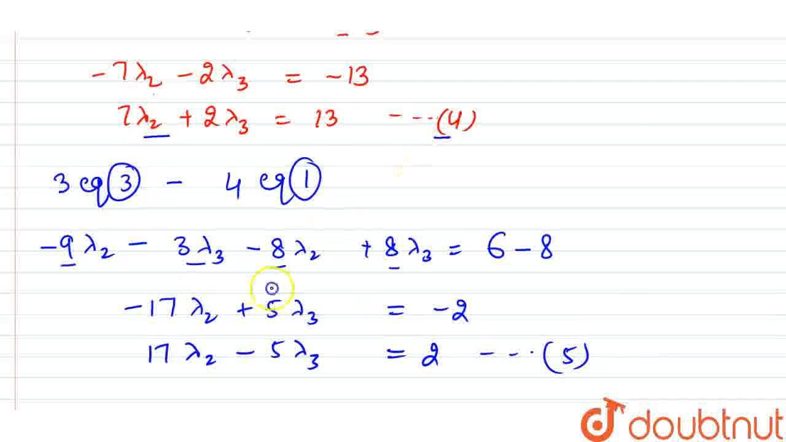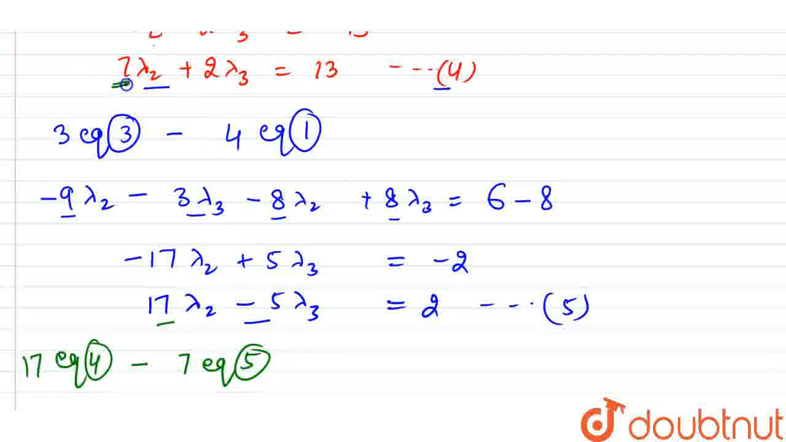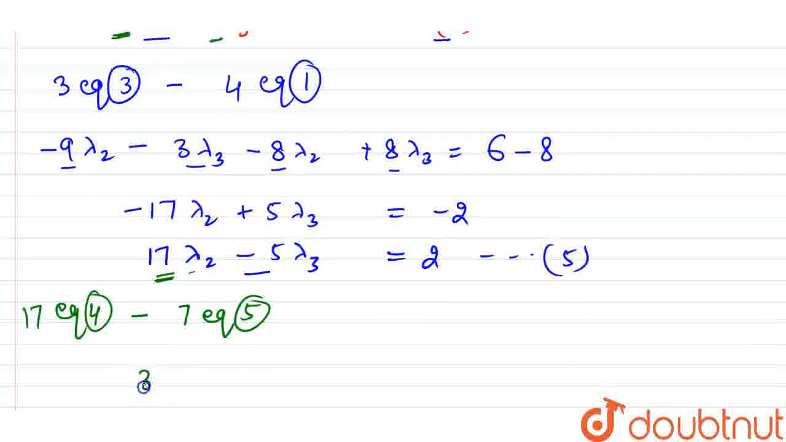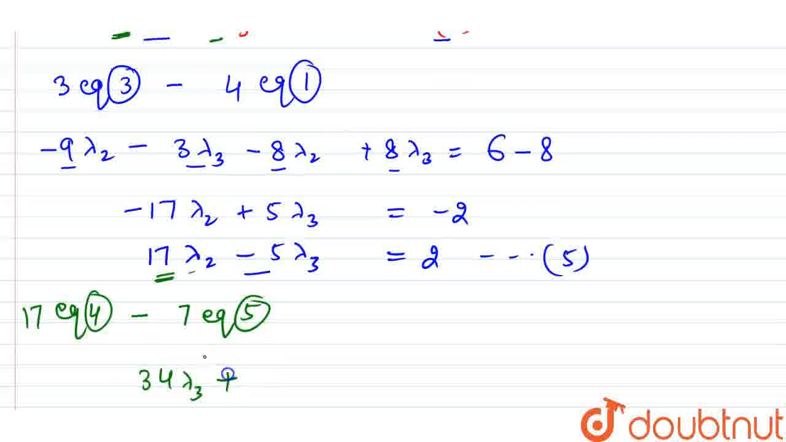Now we have equation 4 and equation 5 in lambda 2 and lambda 3. So by using equation 4, we will be eliminating lambda 2 in the equation number 5. For that, we have to multiply equation number 4 with 17 and then subtract 7 times equation number 5. So this will be 17 times 7, that will be 119. This will be 119 also, and this will cancel out. And then 17 times 2, that will give 34 lambda 3. And this will be minus minus plus 7 times 5, that is 35 lambda 3.